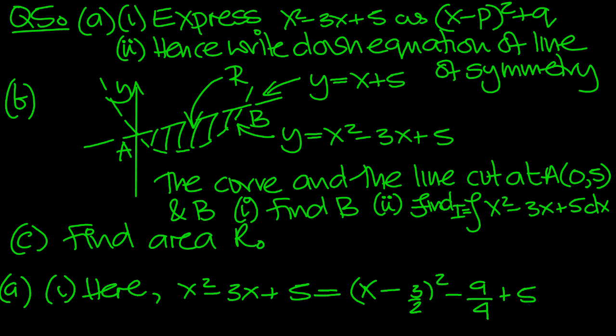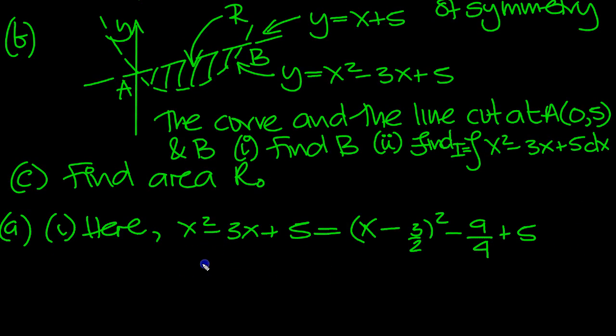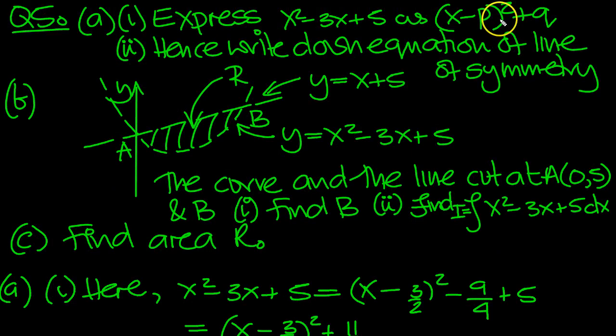So that's equal to that. So what have we got then? This is equal to x minus 3 over 2 squared. 20 over 4 is 5. Take away 9 is 11 over 4. So there's the quadratic then, written in this form.